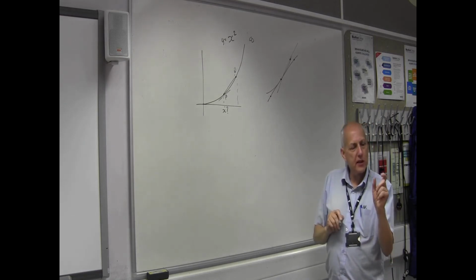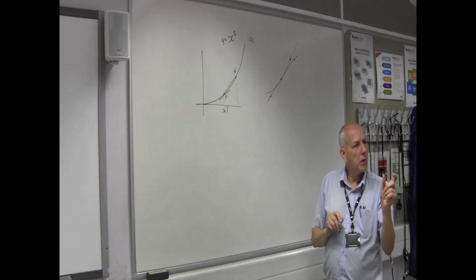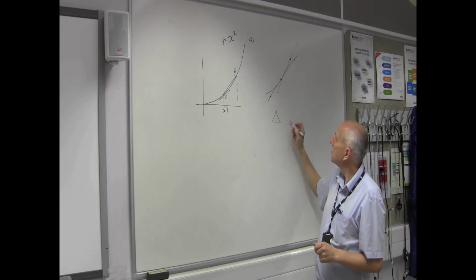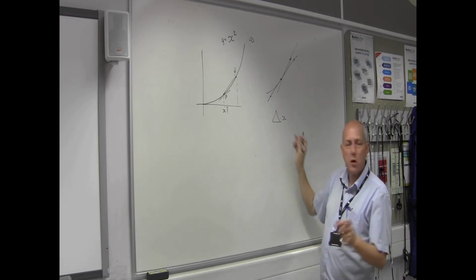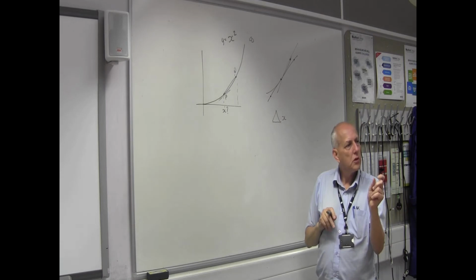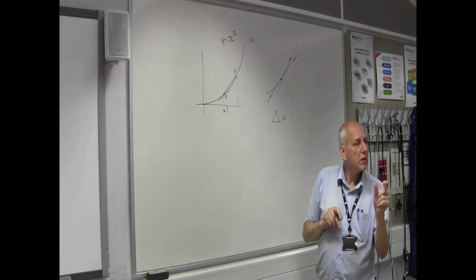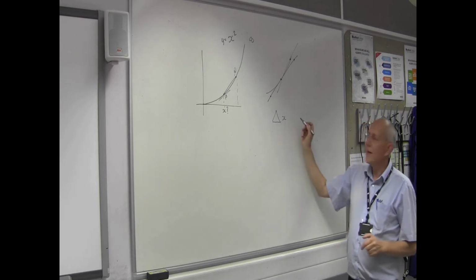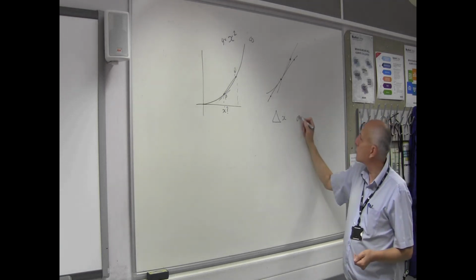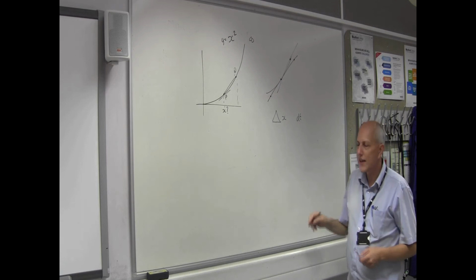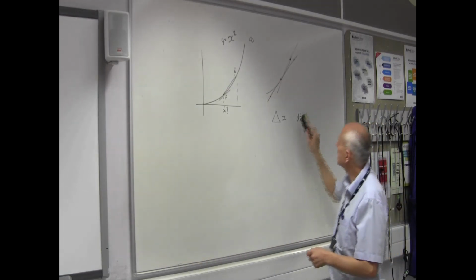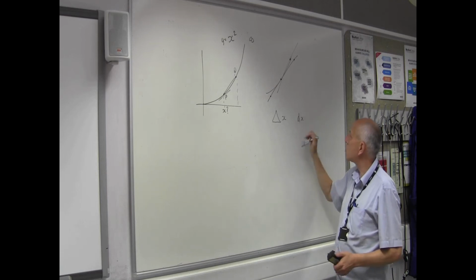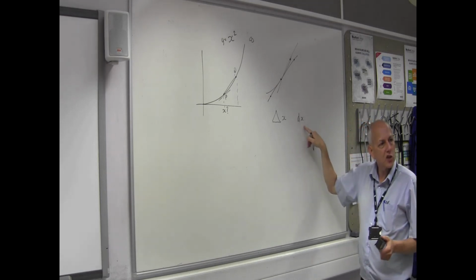What we're saying is you make that distance smaller and smaller, and initially it's called delta x, small change in x, over delta y. Right, and that's basically become dx, so that's become dx, small change in x.